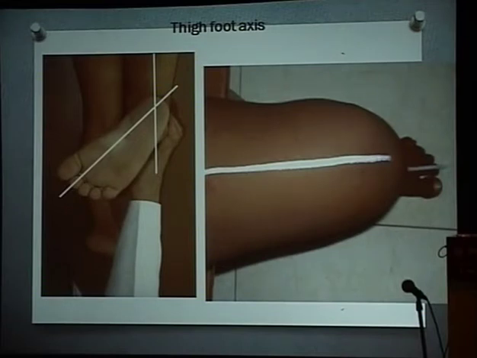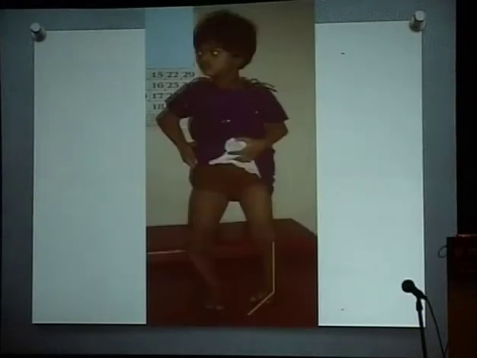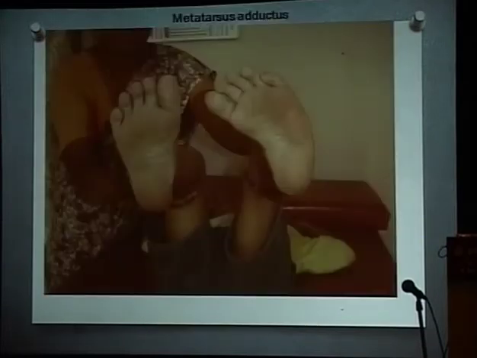In this case, this angle is negative, suggestive of what? Tibial torsion, internal torsion. Normally it is either neutral or slightly positive. Thigh foot angle can also be measured in sitting position with the child flexing the knee and putting the foot flat on the ground. In standing position, if you measure the angle between the axis of the tibia and the axis of the foot, that will directly give you a measurement of tibial rotation.